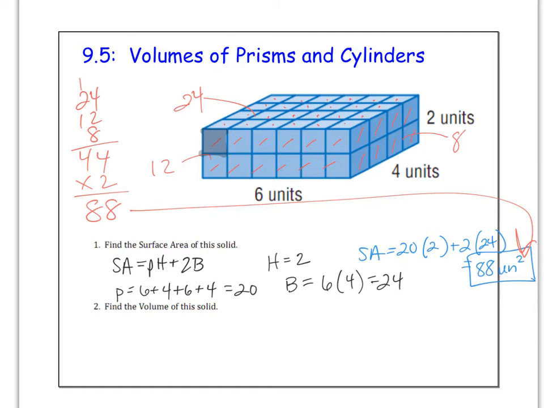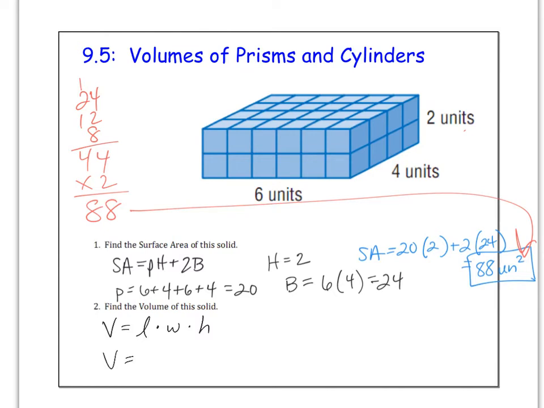Next, let's go to number 2. So I'm going to erase some of my stuff here on my box. Number 2 says find the volume of this solid. Although we haven't talked about how to find a volume yet, you might recall from years past, to find the volume of a box, you can do length times width times height, if it's a rectangular box or a rectangular prism.